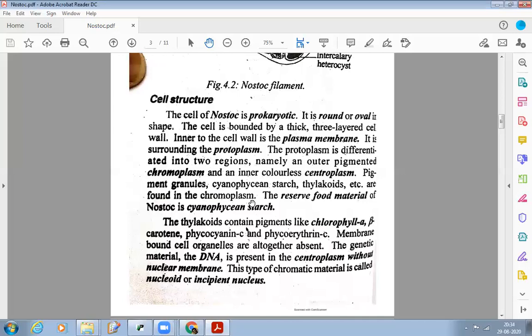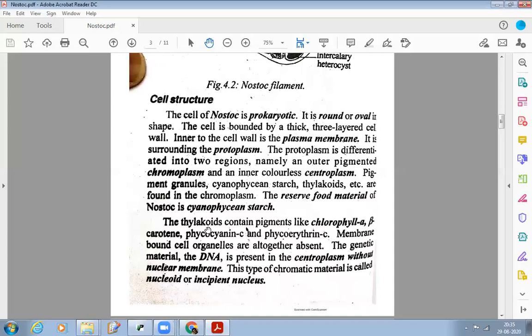The protoplasm is divided into the central centroplasm and the peripheral chromoplasm. Why chromoplasm? Because it is colored in nature. The peripheral portion of the protoplasm is colored because it possesses the thylakoids, and upon the thylakoids there are so many colored and photosynthetic pigments. That is why the outermost protoplasm is known as chromoplasm. And the reserve food material of Nostoc is cyanophycean starch.